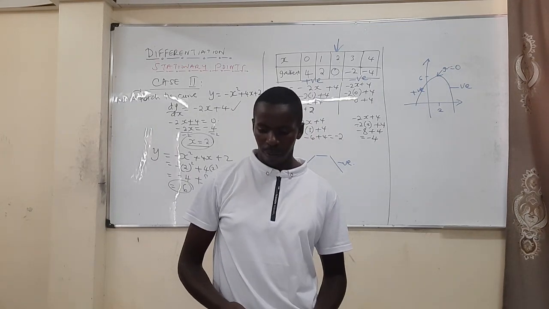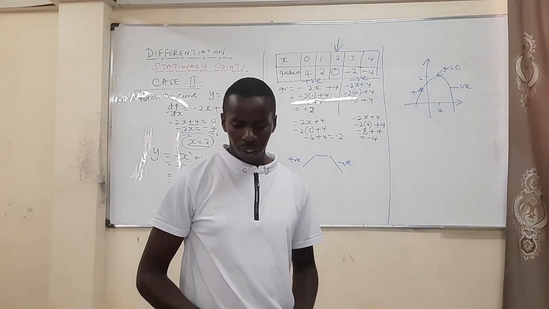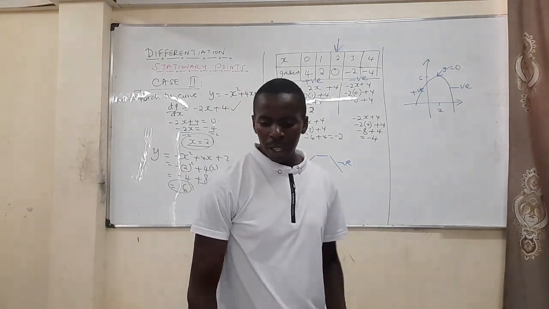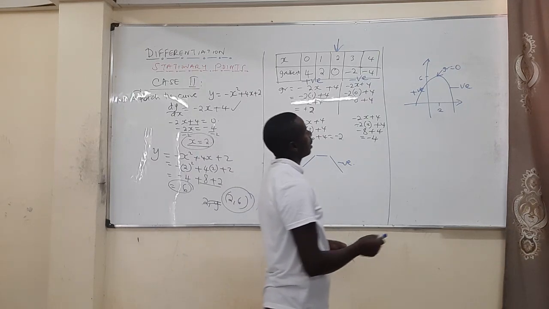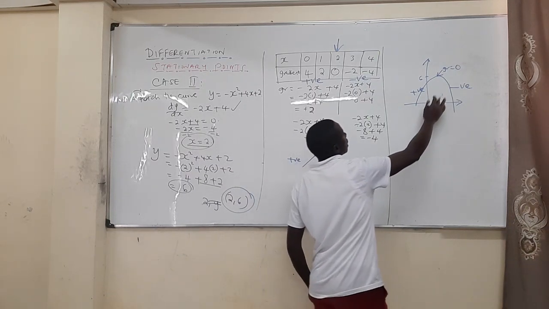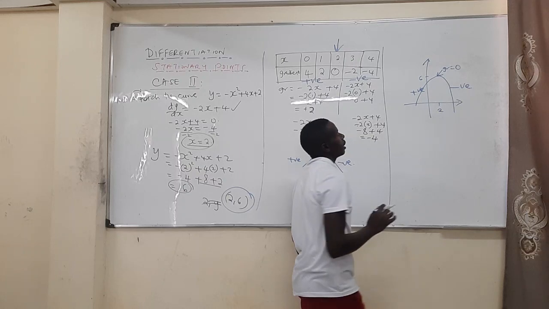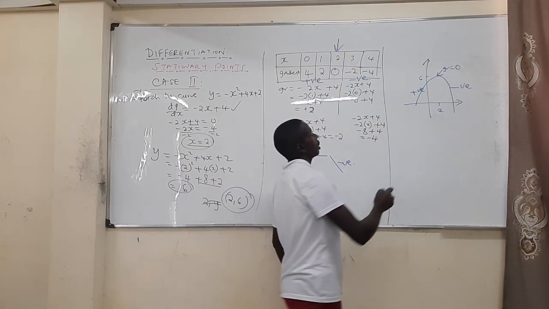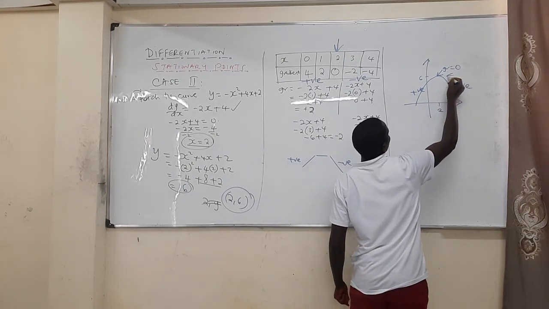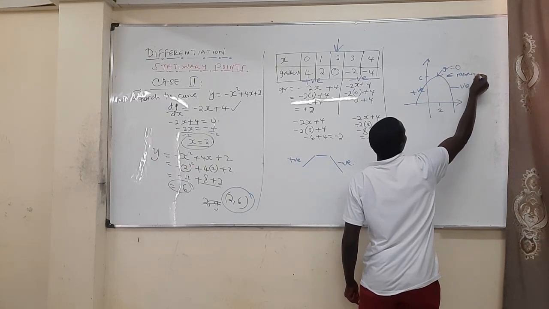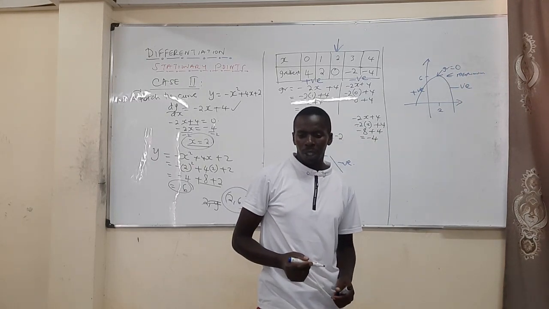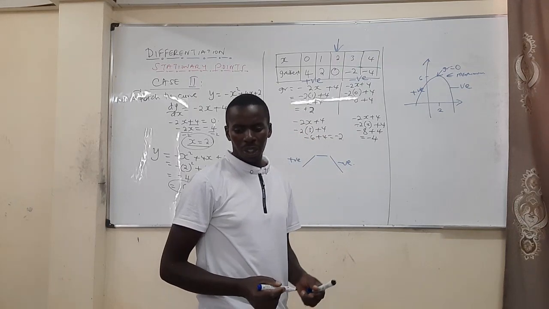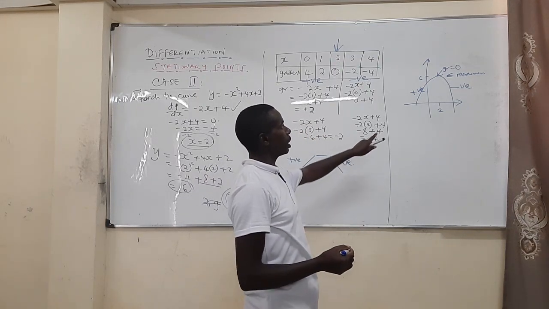So one thing that we need to note here is that at this point, this is the highest point that our graph can go. So this point is referred to as the maximum. So that is the maximum point, and it's called the maximum point of that curve.